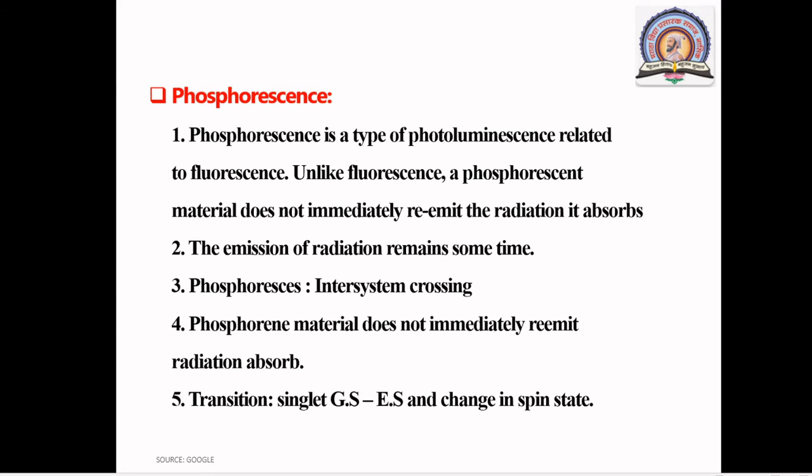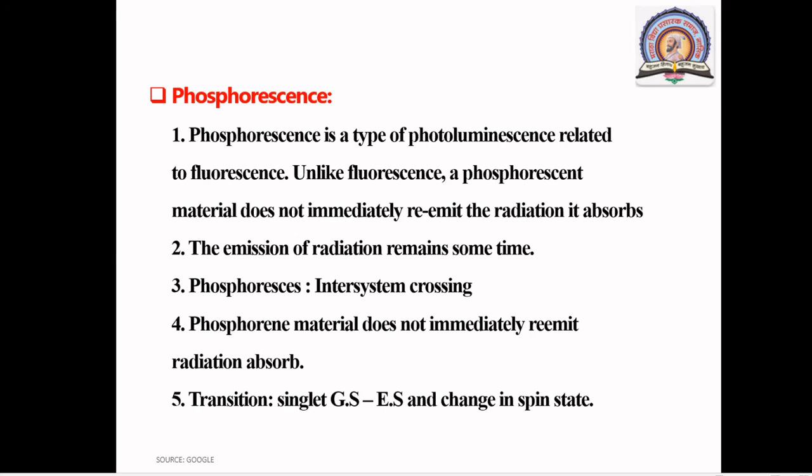The excited electron is trapped in the triplet state with only a forbidden transition available to return to the lower energy state. So this transition is spectroscopically forbidden. Also, phosphorescent material does not immediately re-emit the radiation absorbed. Whenever they absorb radiation, they do not immediately re-emit it.